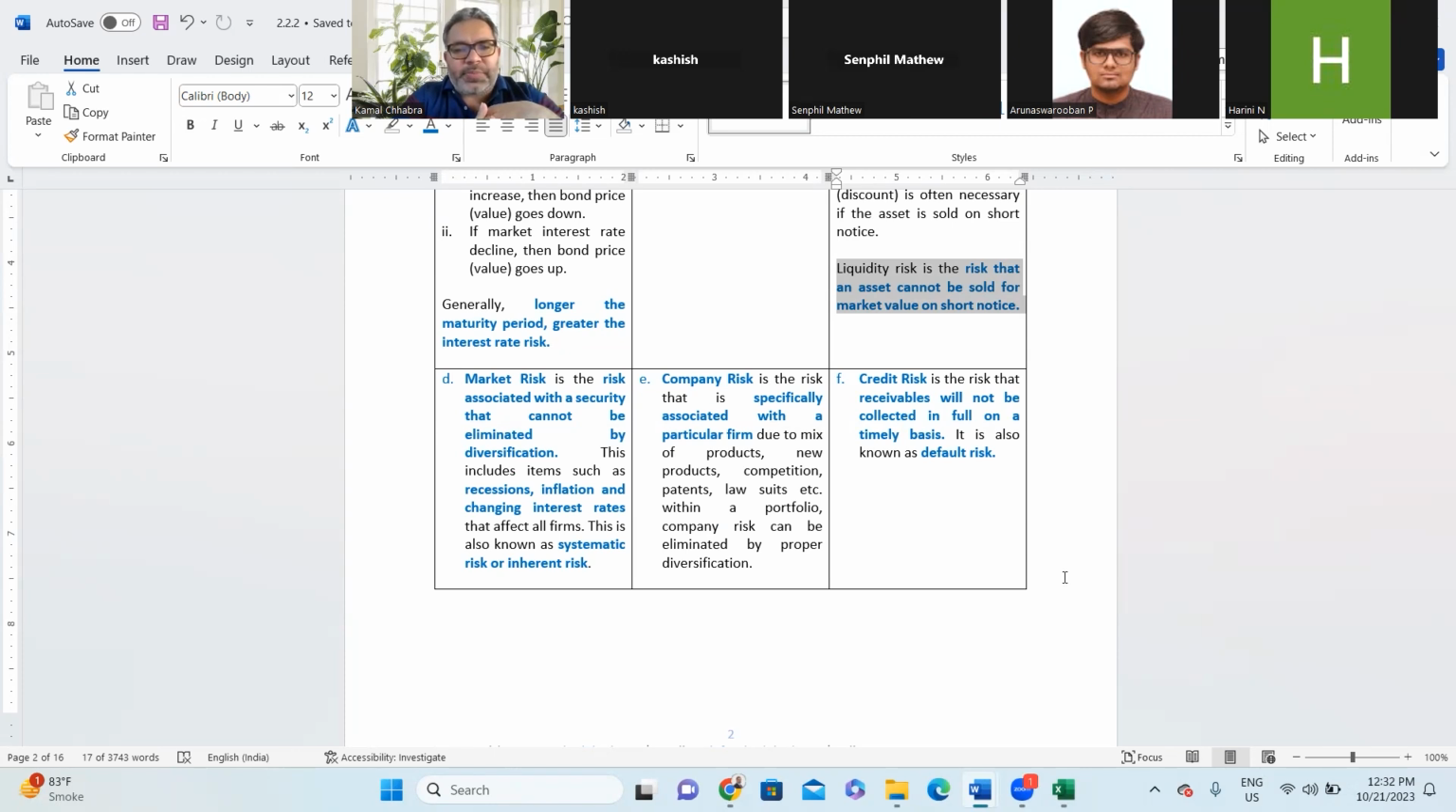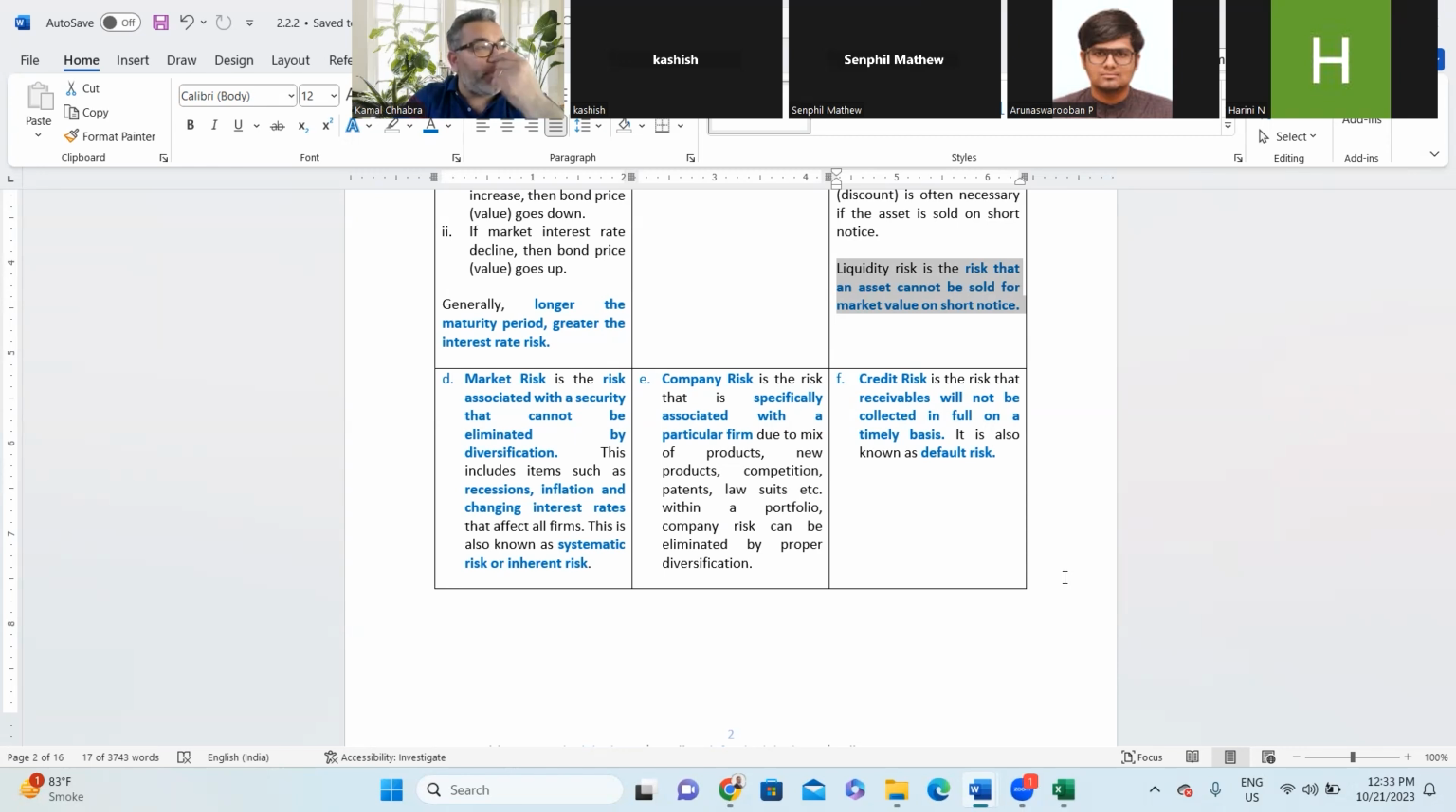Next one is company risk. It is a risk that is specifically associated with your organization, your particular firm, your particular company. That may be on account of product mix, competition, lawsuit, or patent. And within a portfolio, company risk can be eliminated by proper diversification.